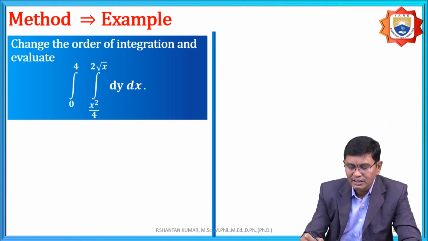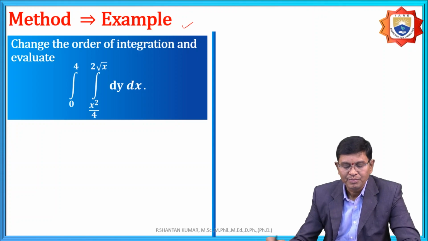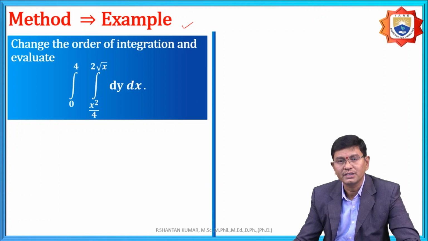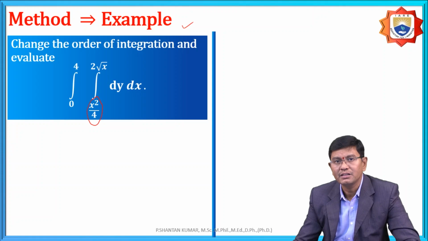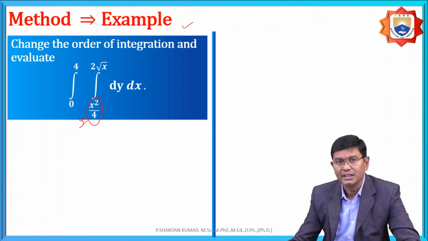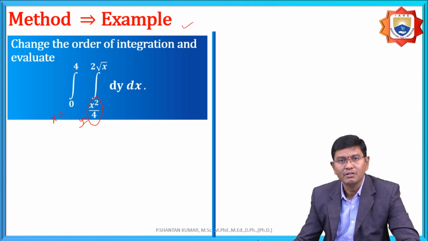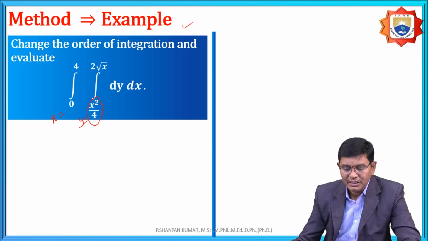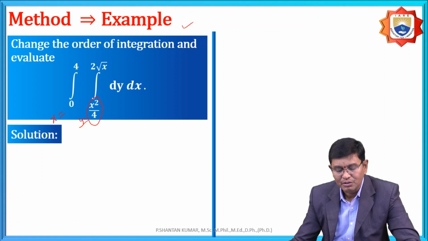Further, for example, change the order of integration and evaluate the double integral, 0 to 4, and the integral from x square by 4 to 2 root x of dy dx. Moreover, in this problem also, the given problem is in terms of x. That means we need to assume the limits for y: the lower limit is y is equal to x square by 4 and the upper limit is y is equal to 2 root x. The rest of the limits are x is equal to 0 and x is equal to 4.